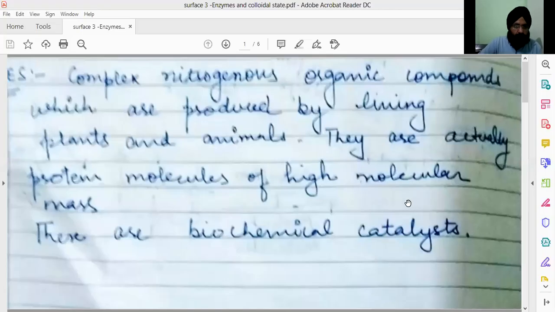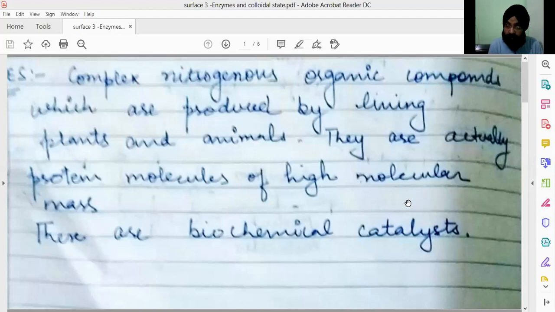Hello everyone. So we were doing catalysis, homogeneous catalysis, then after that heterogeneous catalysis. Then we did the theory of heterogeneous catalysis, adsorption theory of heterogeneous catalysis. Now the next topic is enzymes.